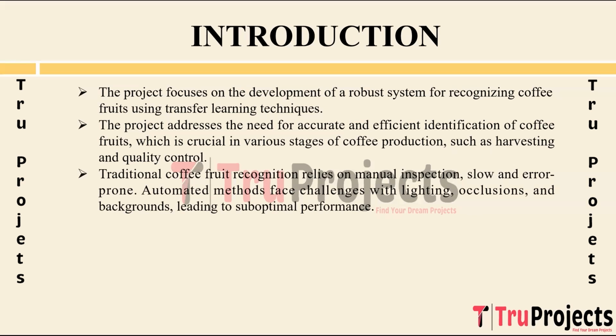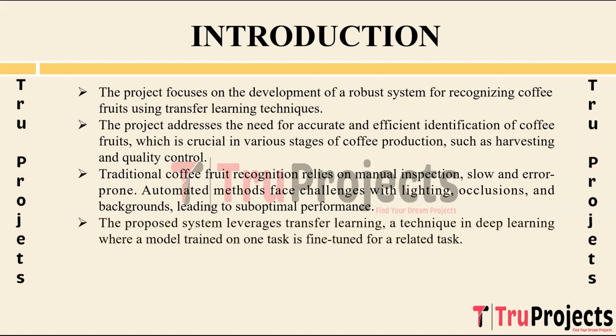Traditional methods reliant on manual inspection are prone to errors, time consuming, and subject to human subjectivity. Automated methods face challenges such as lighting variations, occlusions, and diverse backgrounds, resulting in suboptimal performance. By adopting transfer learning techniques, the project aims to overcome these limitations. Leveraging transfer learning involves fine tuning a model trained on different tasks to perform coffee fruit recognition effectively.